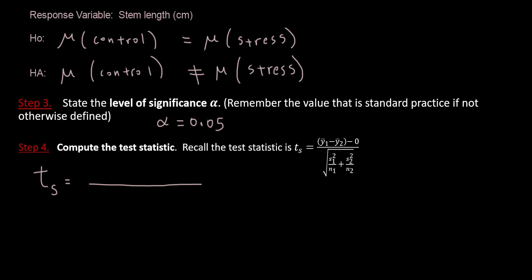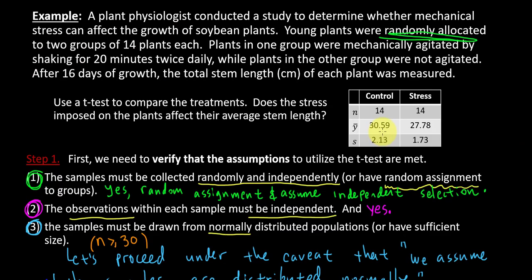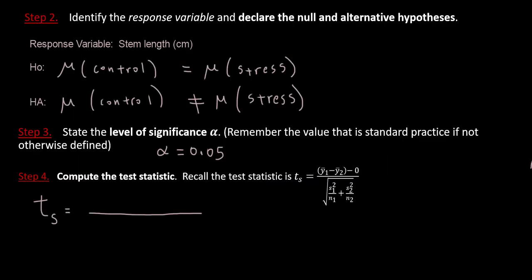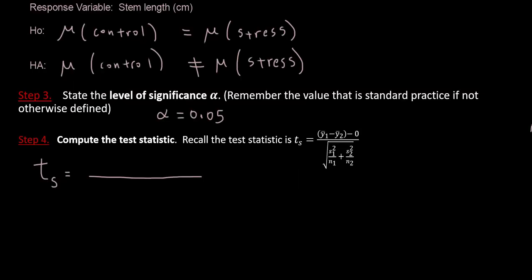Hopefully you've got the formula in your notes easily accessible, but here it is just in case you don't. I'm going to scroll back up briefly to take a look at some of these summary statistic values. So the first sample mean I'm going to use as the control group. So I'm going to call that group 1, and I'm going to call the stressed group group 2. Okay, so I got 30.59 minus 27.78, and I see my 2 standard deviations there, and the sample sizes are the same. So I'm going to plug those in to our formula here.